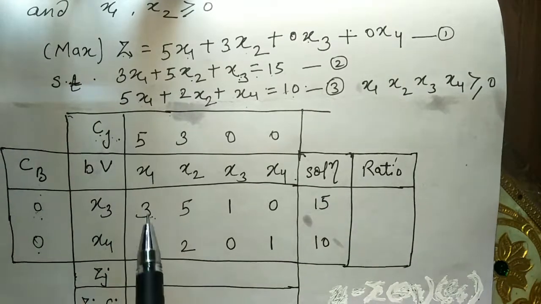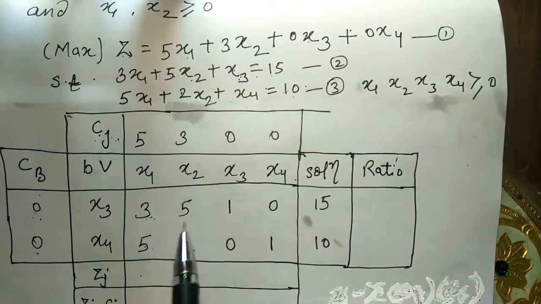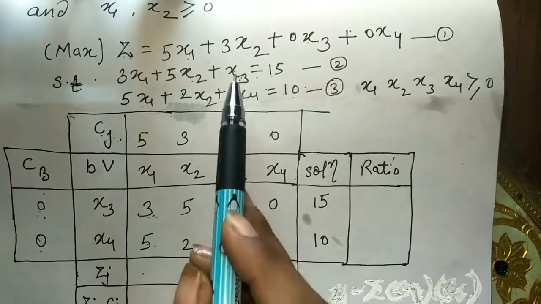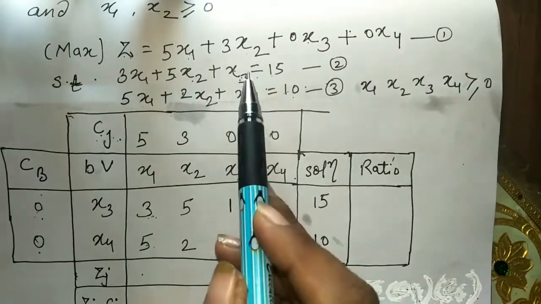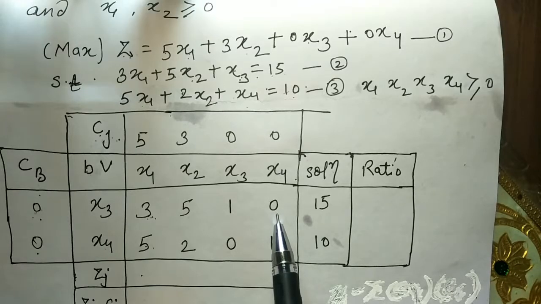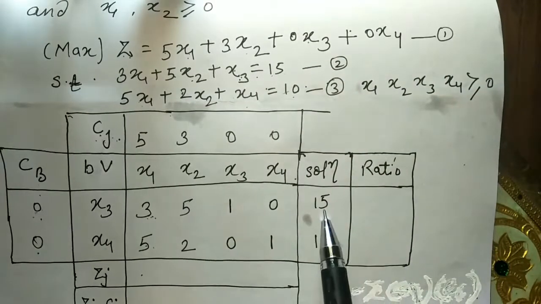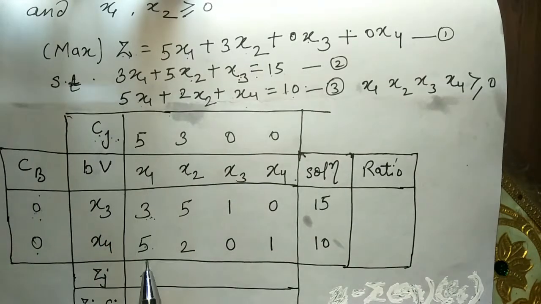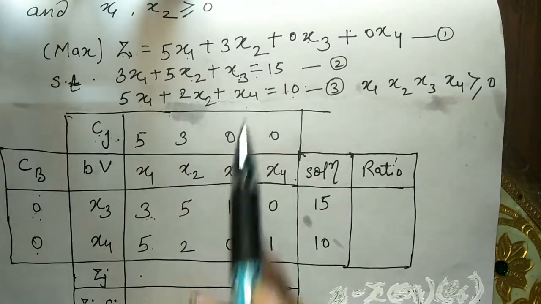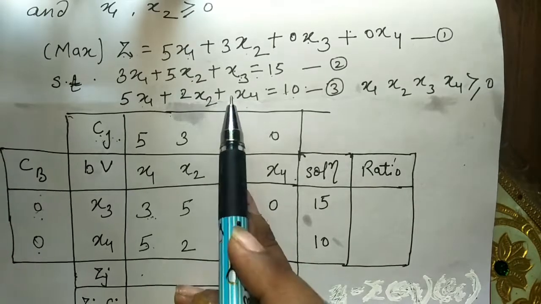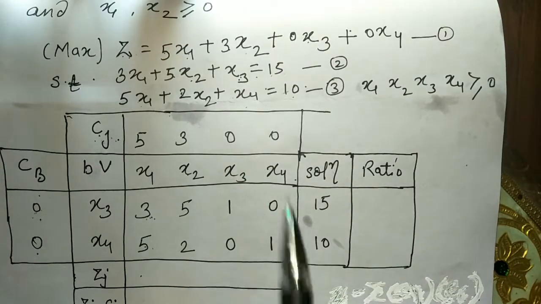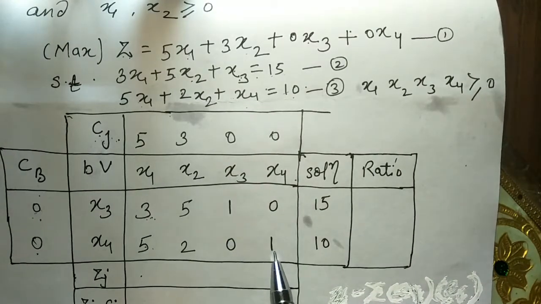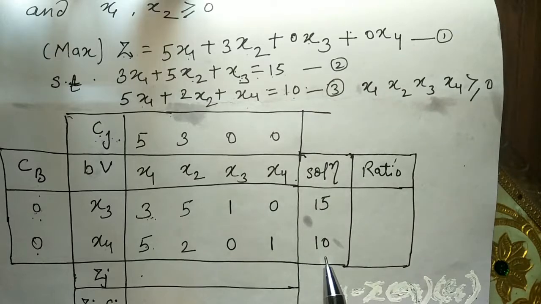Basic matrix is 3x1, this is 3, plus 5x2, plus x3, coefficient of x3 is 1. Here no x4, that means coefficient of x4 is 0 and the solution is equals to 15. This is our second constraint, 5x1, this is 5, 2x2, this is 2. Here no x3, that means coefficient of x3 is 0. Then x4, that means coefficient of x4 is 1. So here it is 1 and the solution is 10.